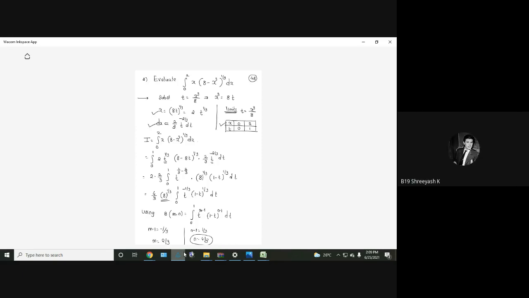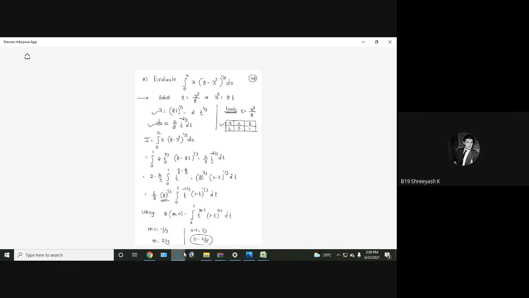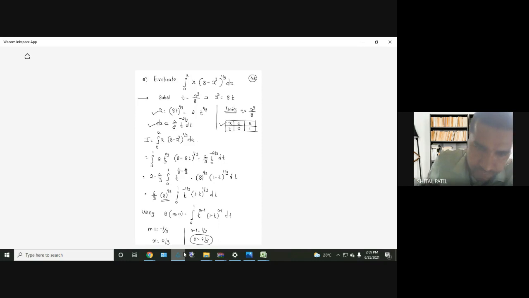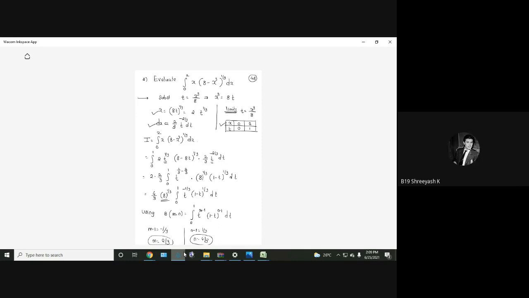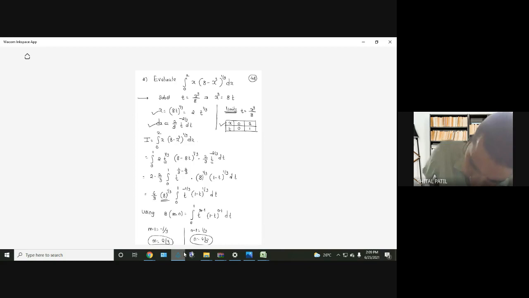I'll write it on the next page. Can I change the page? Sir, M is 4 by 3 and N is 2 by 3, right? 2 by 3 and 4 by 3. Correct. Sir, M is 4 by 3, right? M and N are interchangeable, but why M 4 by 3? M is 2 by 3 and N is 4 by 3. Yes sir, sorry sir.